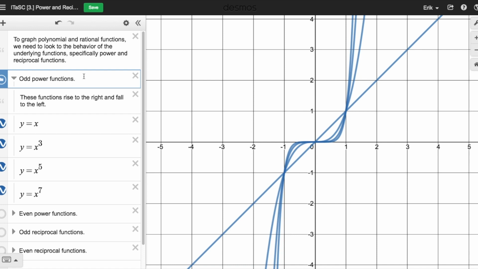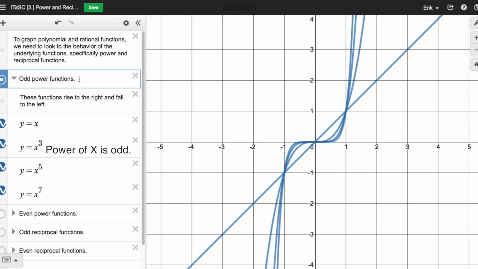Before we look at the full graphing techniques for this video, let's consider the behavior of a couple of types of underlying function. The first type we'll consider are power functions, and you can see some of these on the left. These are functions that are just a power of x. The ones being displayed right now are y equals x, x cubed, x to the 5th, and x to the 7th power.